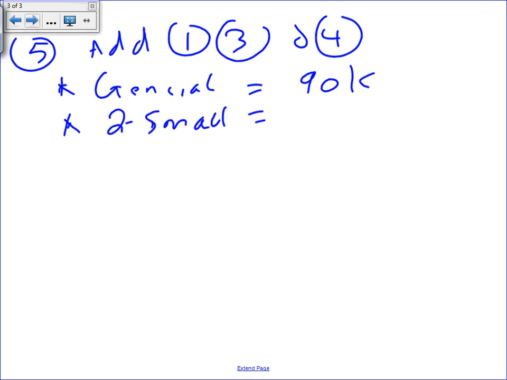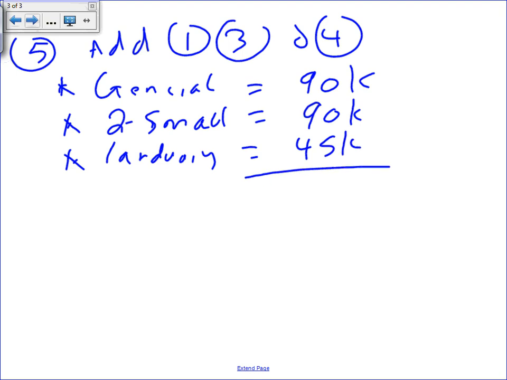Small appliances was also 90K, and laundry also was how much? 45? 45. Okay, so we're gonna add them all up. Chris? 225,000. 225 kVA.